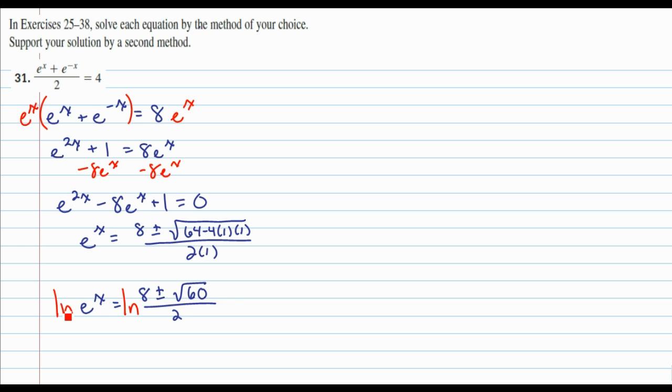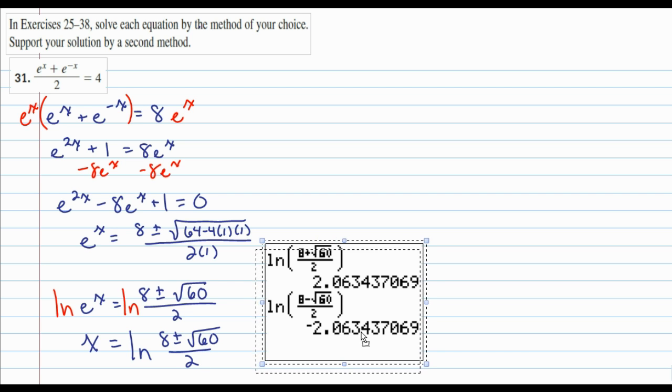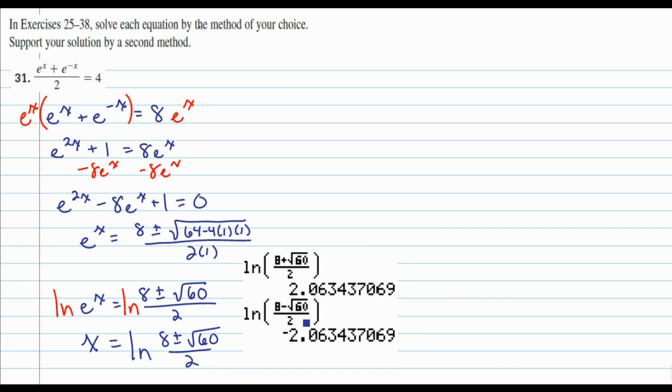Therefore, I have log base e of e to the x on the left, which simplifies to x, and then that equals the natural log of 8 plus or minus the square root of 60 over 2. And so that I have the decimal approximation for that, that's about 2.06 and negative 2.06.